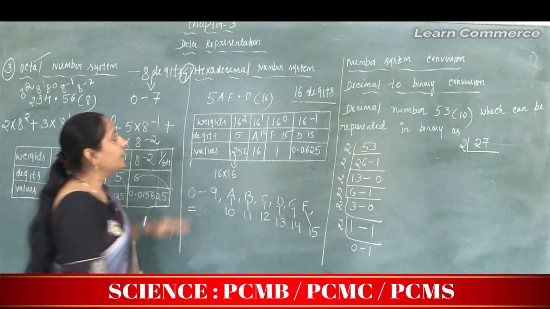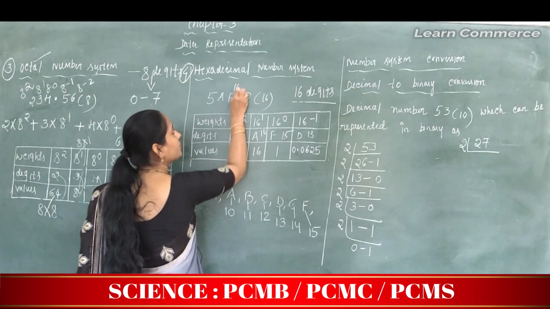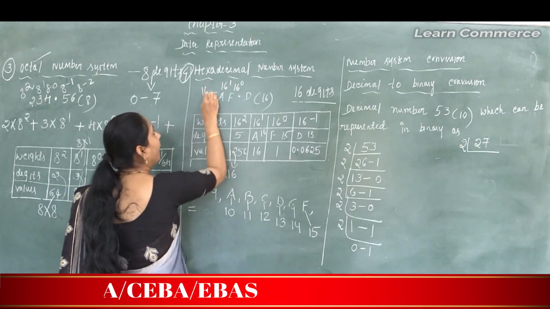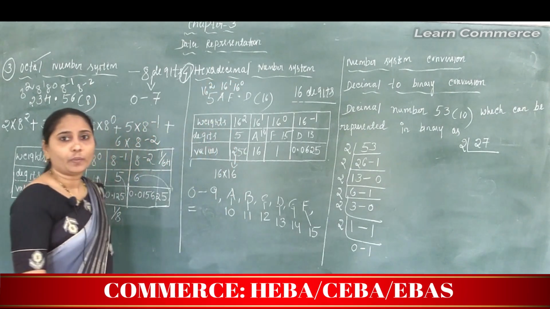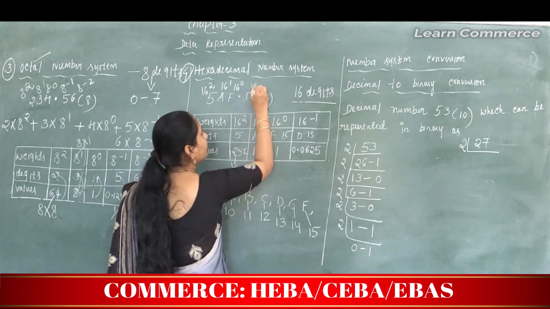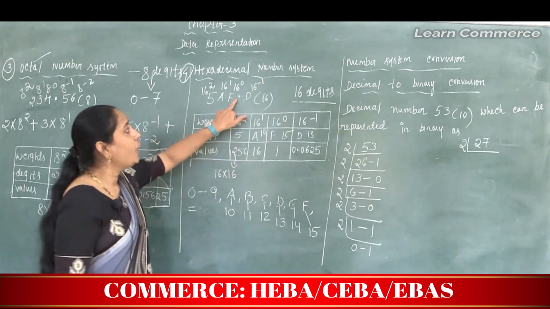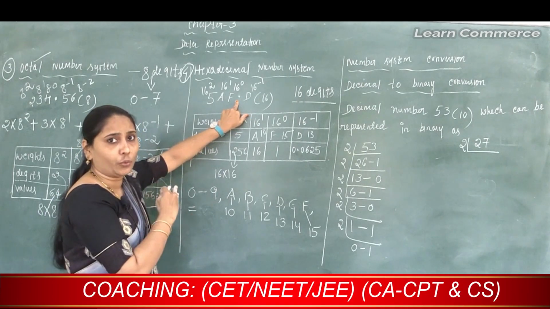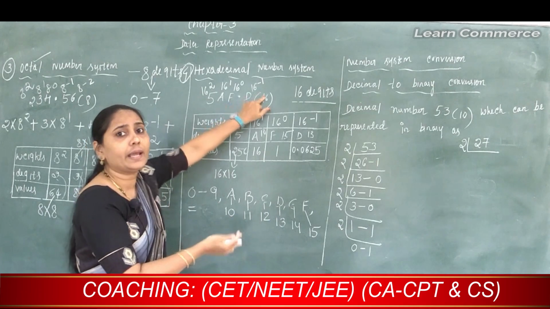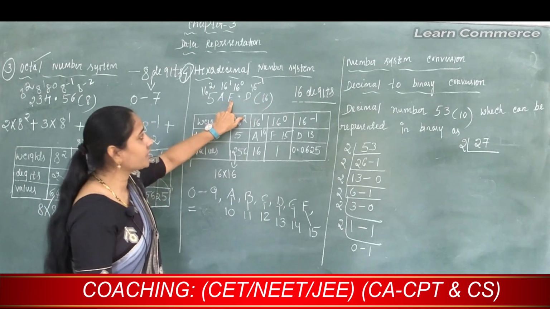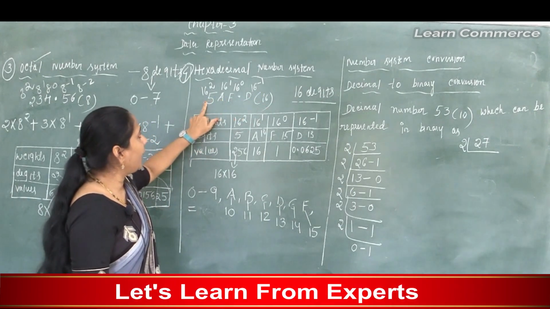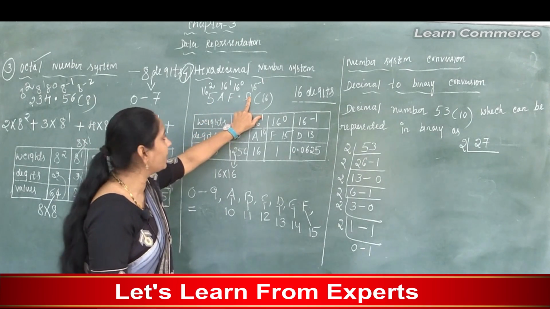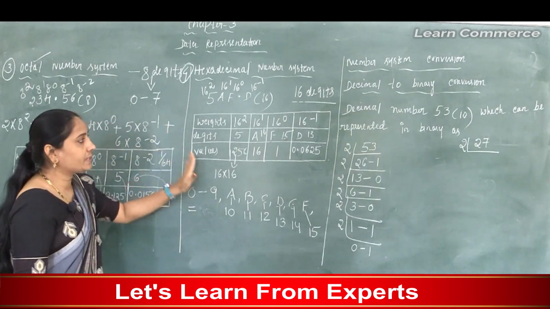And we know that F position value is 16 to the power of 0, A is 16 to the power of 1, and 5 is 16 to the power of 2 here, and D is 16 to the power of minus 1. Because before the fractional point the powers are positive, and after the fractional point they are negative. Correct? So 16 to the power of 0, 1 and 2, and 16 to the power of minus 1. Okay, 16 to the power of minus 1 here. Now let's see the table.